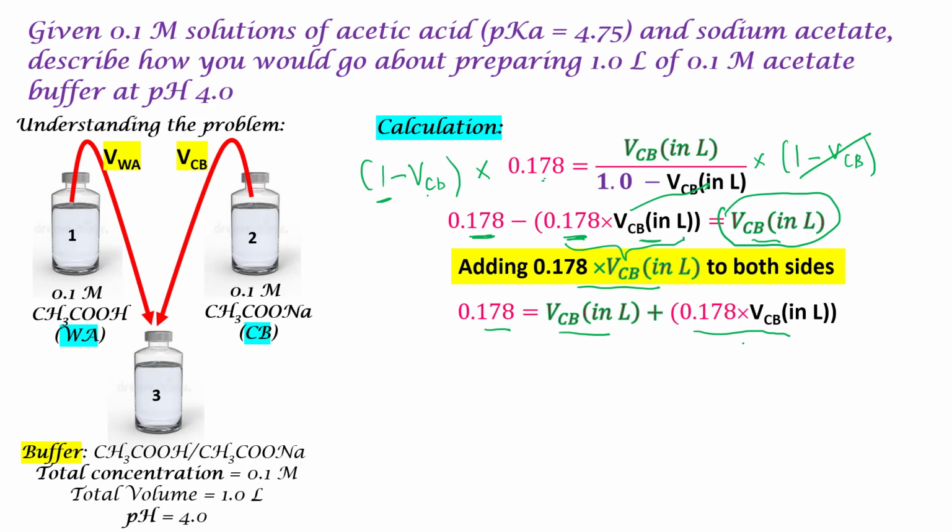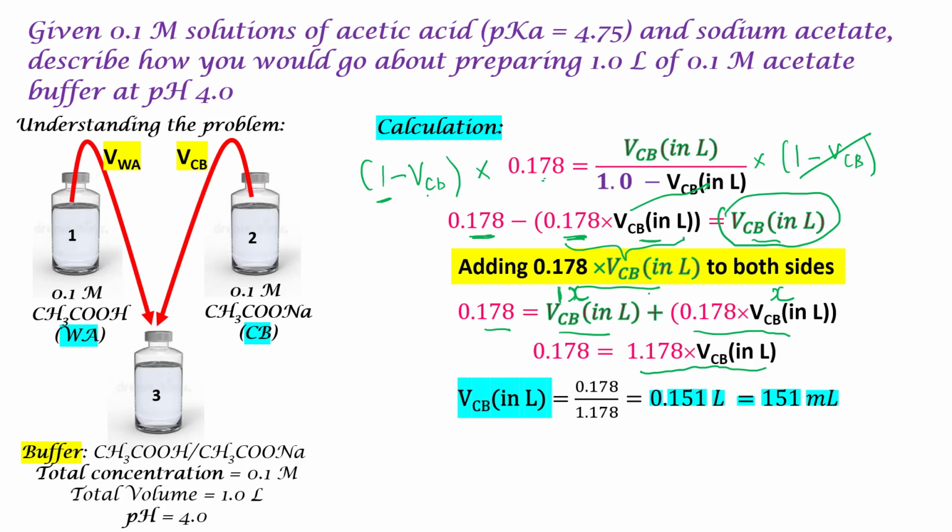This equation sort of looks complicated, but I want you to think about it like this. Instead of thinking of this as VCB, let's say that this is X and this is also X. If you remember, anytime you have X, we are assuming that it's multiplied by 1x. So this is almost like adding 1x plus 0.178x. When you add them together, you're going to end up with 0.178 on the left side is equal to 1.178x. It's like adding two sets of variables. And now we're going to solve for VCB. VCB is going to be just 0.178 divided by 1.178.